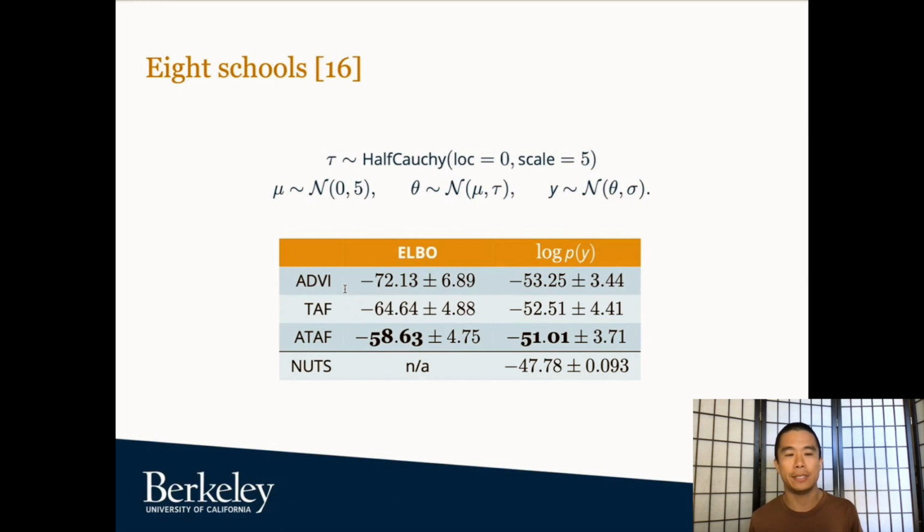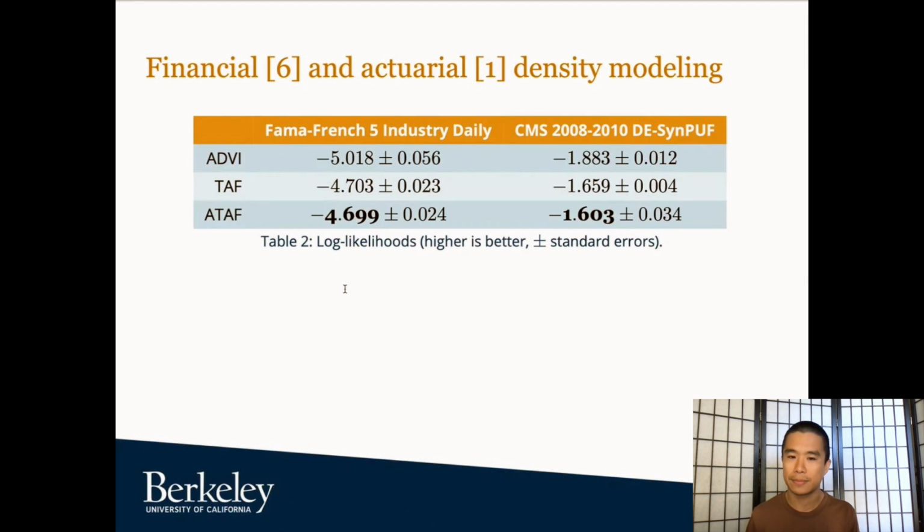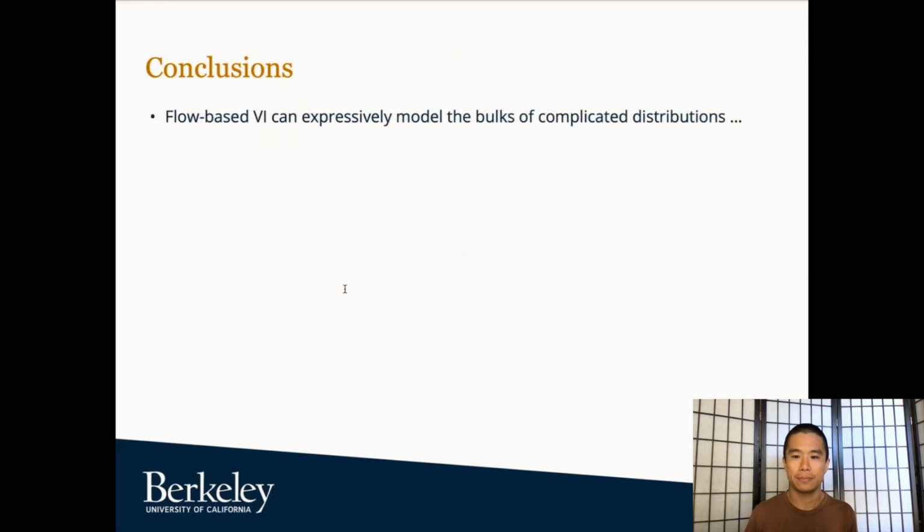Another common benchmark is the 8 schools benchmark for Bayesian inference. Here we see that again, ATAF achieves the best approximation as measured in both ELBO as well as log marginal likelihood. And finally, on financial and actuarial modeling tasks, both of which are known to have heavy-tailed data, ATAF again recovers the best approximation as measured in log likelihoods.